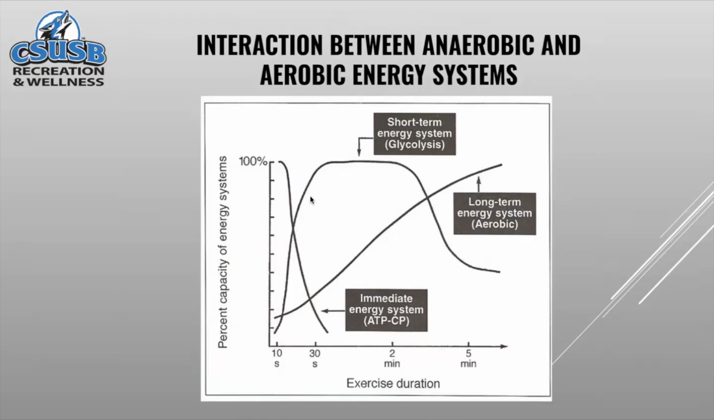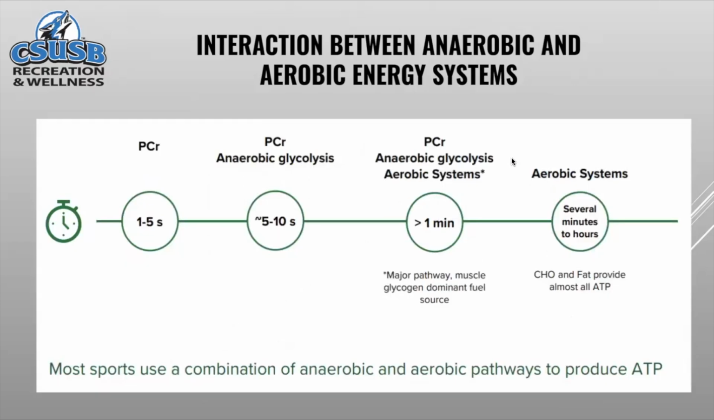Short term, we'll use our glycolysis because we have those sugars more available. And as we accumulate oxygen and are able to use our oxidative system, we will use our aerobic system. And again, just looking at the durations of each of these, our phosphocreatine is 1 to 5 seconds. And as we go along into longer durations, we transition through different energy systems.